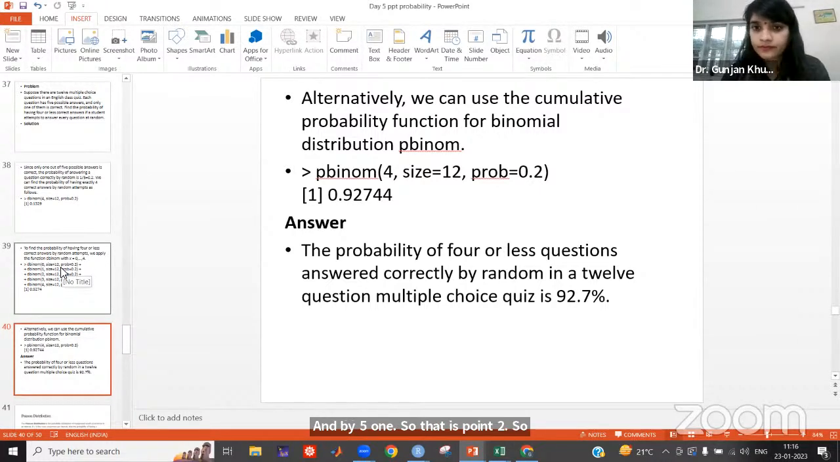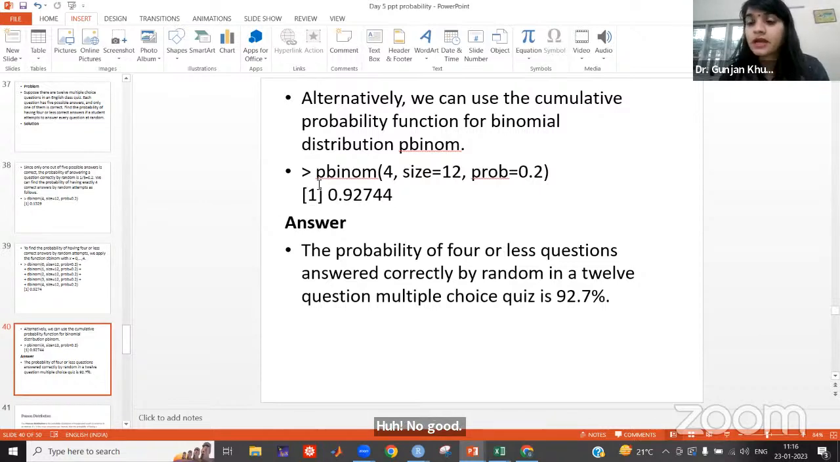Key question is, just a minute. What was the question? It was: find the probability of having 4 or less. So it can be 4, 3, 2, 1 or 0, so then we will not have to add. The P binom we used is meant for cumulative probability.